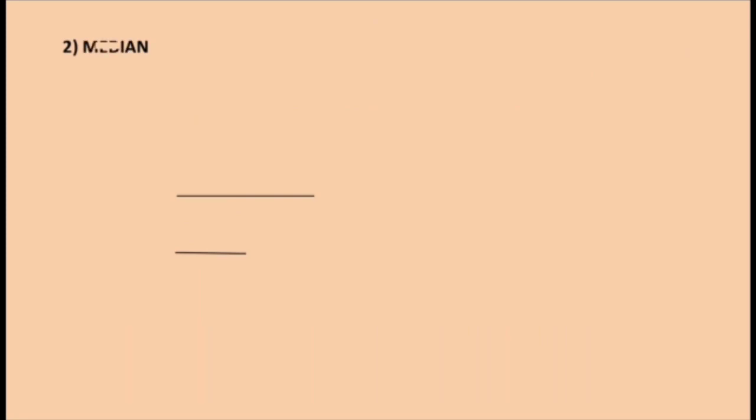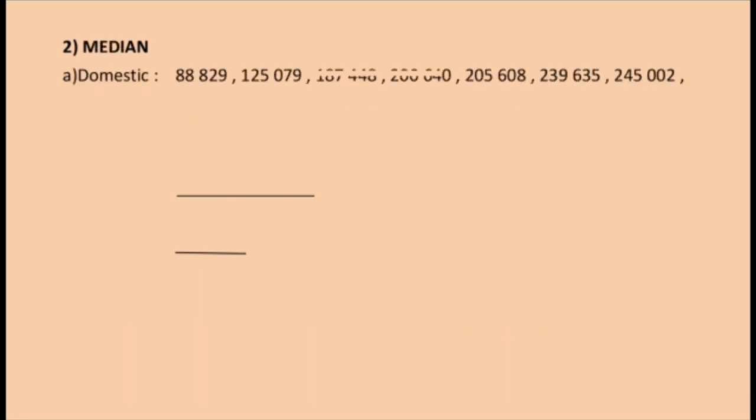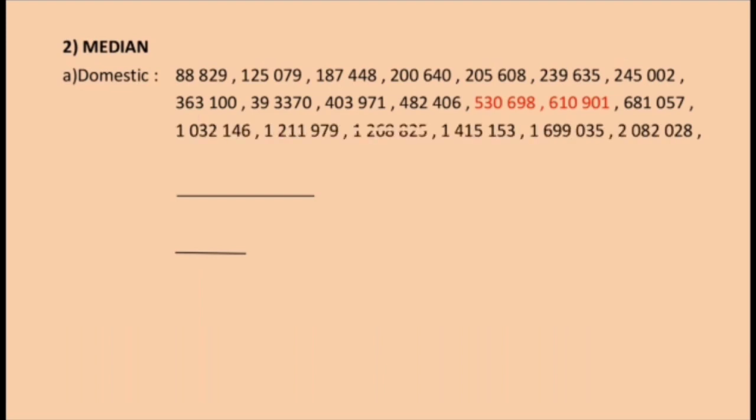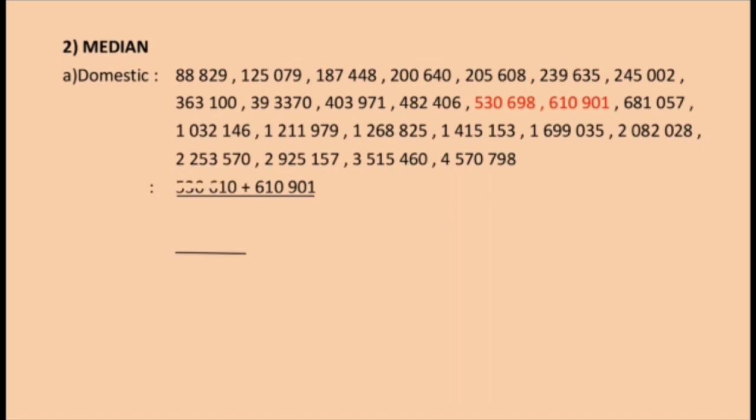Second is the median. To find the median, we need to sort the data from the smallest amount to the largest amount. Then we will know which number is the middle point. If the middle point has 2 amounts of data, then we need to add them and divide by 2. After that, we will know the answer for the domestic median, which is 570799.5. For the international median, it's also the same as the domestic calculation.